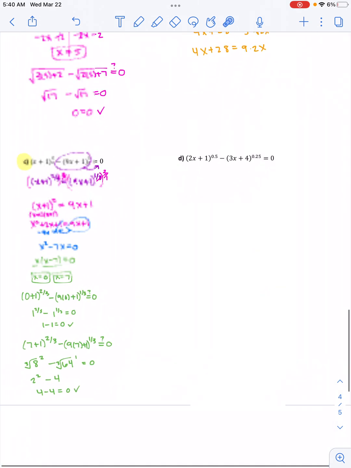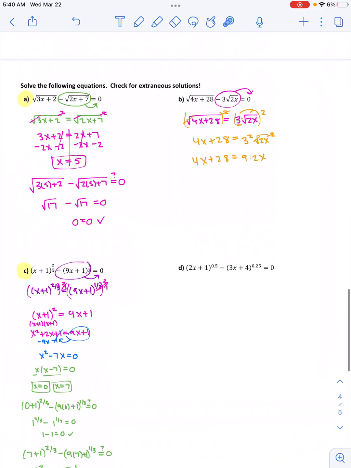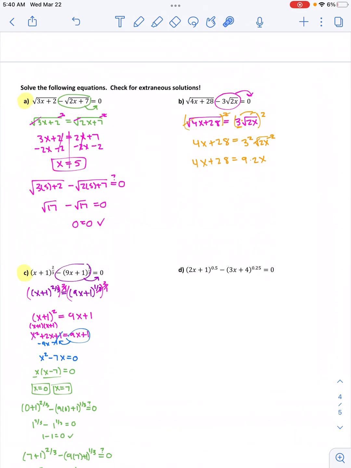Alright, so go ahead and try any of the other examples we didn't get to, check with the completed notes, and then see if you can try the homework.